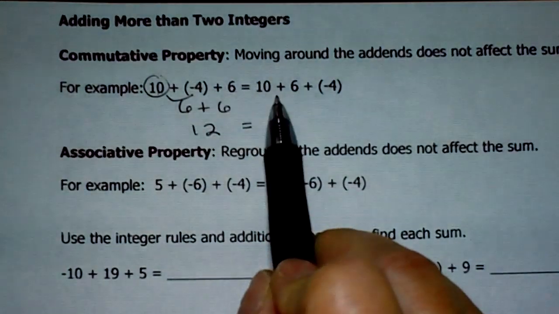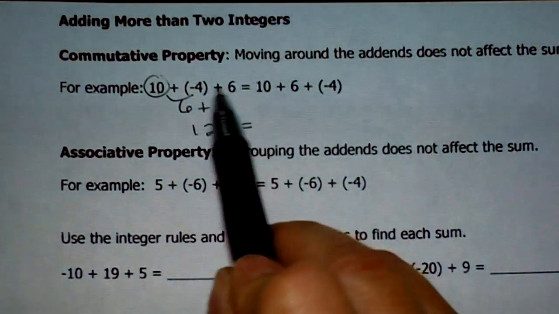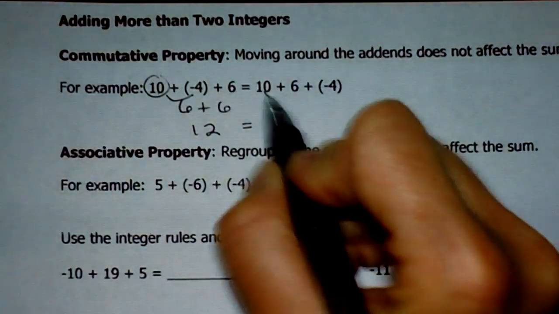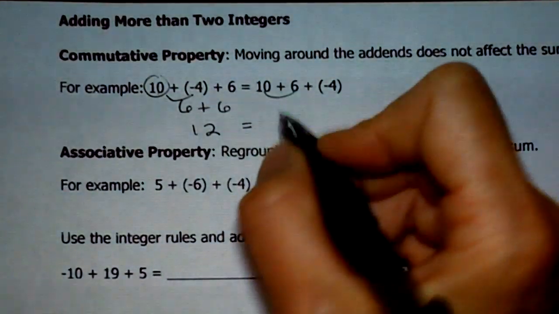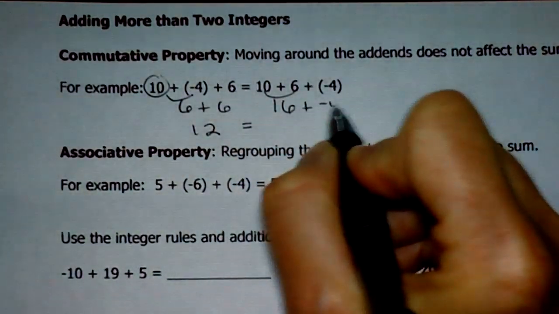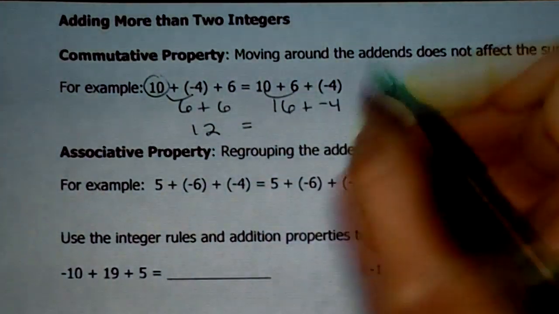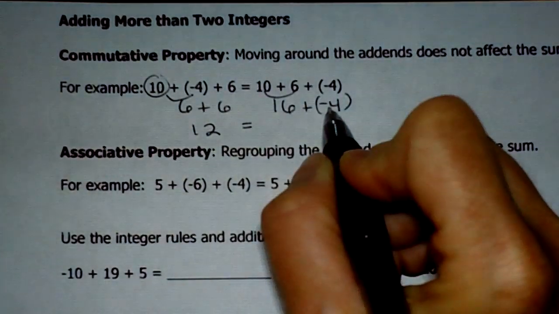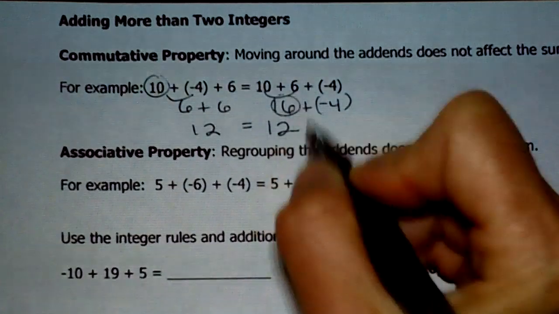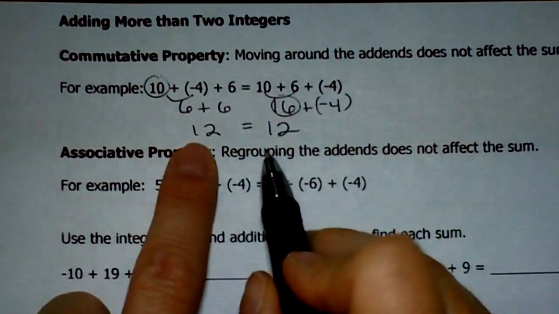In this one, if I wanted to add the 10 and the 6 first instead of the 10 and the negative 4, all 3 digits are the same here. 10 plus 6, well, that's just a positive plus a positive. Just add your digits, and the answer is positive. And then when we add that negative 4, 16 plus negative 4, 2 different signs. Subtract the digits, take the sign of the greater. So we see that in both we get a sum of 12.